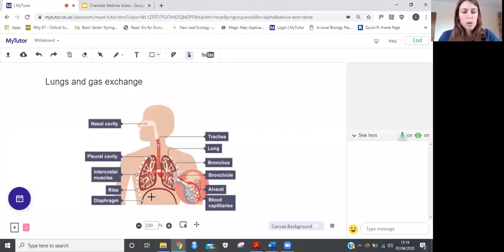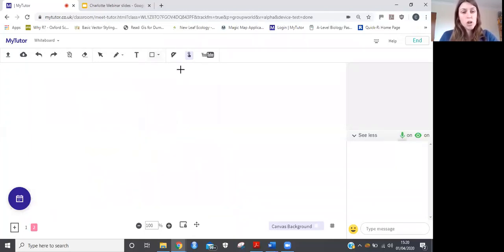We also have on the outside our diaphragm, which sits under our ribs themselves, and the intercostal muscles, which are in between our ribs, and the lung cavity, which is called the pleural cavity. Okay, so we're going to do this alongside our breathing. So I wanted to start with what happens when we breathe in.